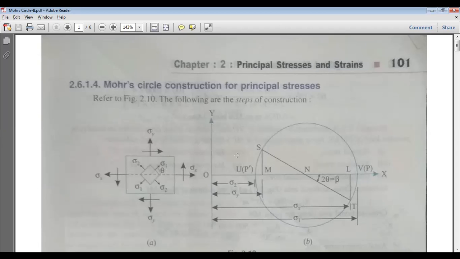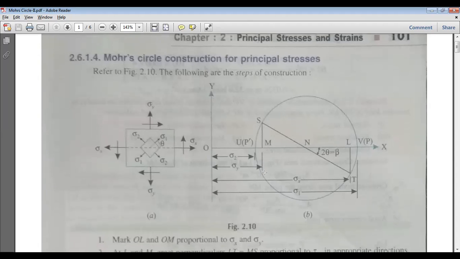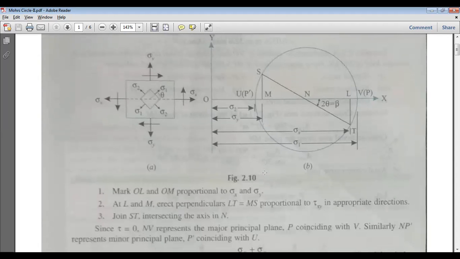So when this line SNT is taken, we'll drop a perpendicular. We'll drop from S to the horizontal line. So this way we'll find this perpendicular SM, and SM will tell how much shear stress. SM is basically shear stress that we have earlier discussed. This is the method that we have earlier discussed.